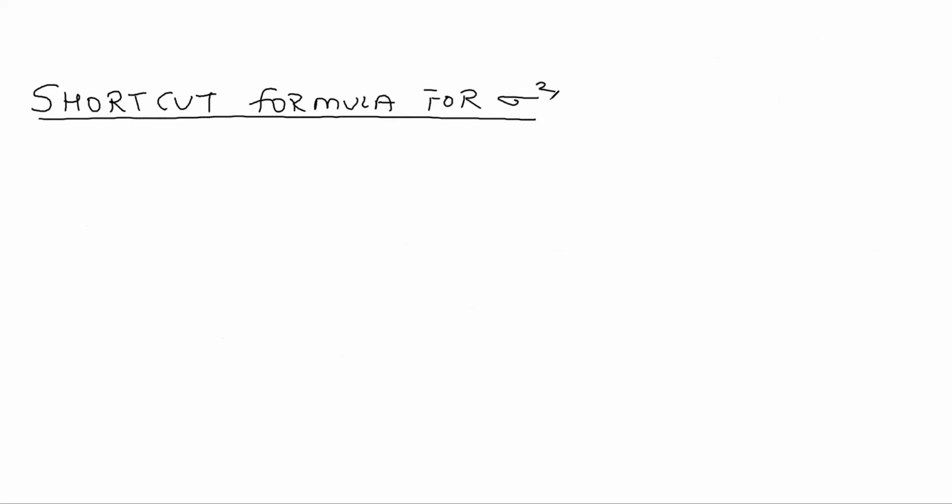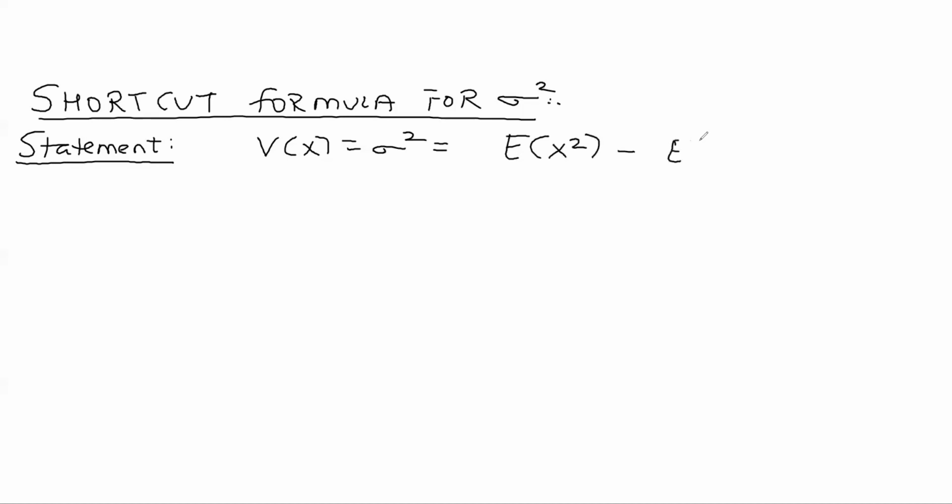Shortcut formula for sigma square. This was the definition. We are now doing the formula. Shortcut formula for sigma square. So look at the statement. Variance of x, which is sigma square, is expected value of x square minus expected value of x whole square.